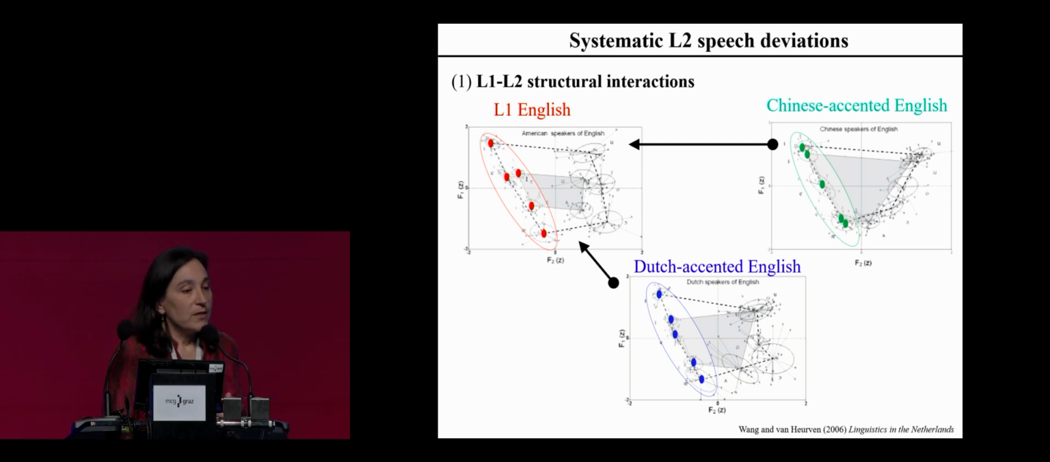Now, what's really important about this, there are 2 things. One is that these are pairwise interactions, so these are structural interactions between the particular L1 and L2. And secondly, this is a group level feature. So this is something about Chinese accented English in general. This is not a source of systematicity at the individual talker level. It's a group level feature.